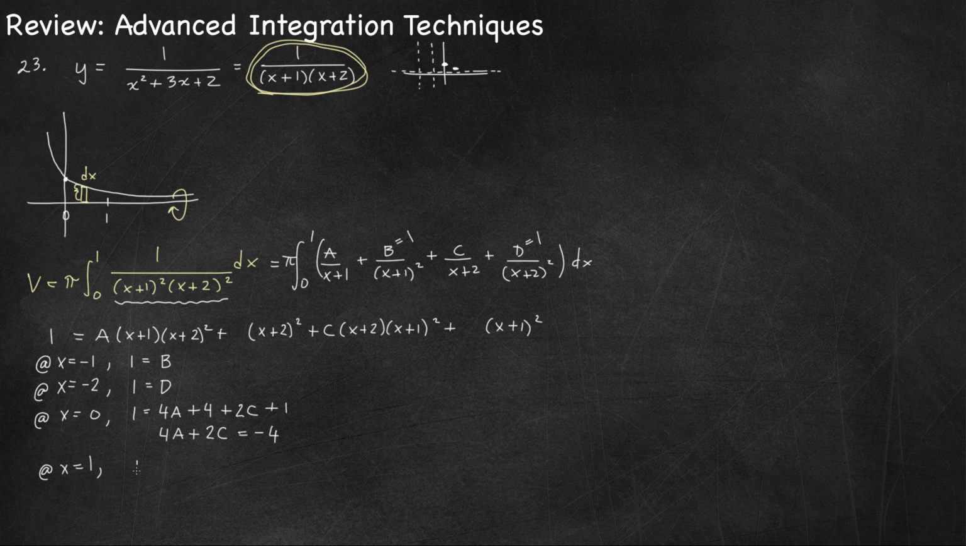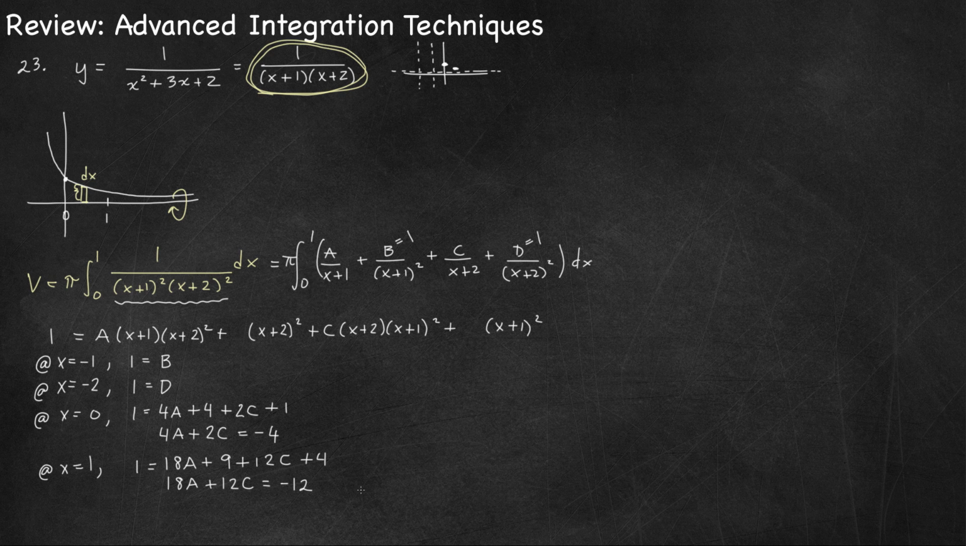At x equals 1, I get 1 equals, okay, if x is 1, this is going to be 2 times 3 squared, so 18a. The next term when x is 1 is going to be 9. The next term when x is 1 is going to be 3 times 2 squared. 3 times 4 is 12. So 12c. And the last term when x is 1 is going to be 4. Okay, so 18a plus 12c plus 13.